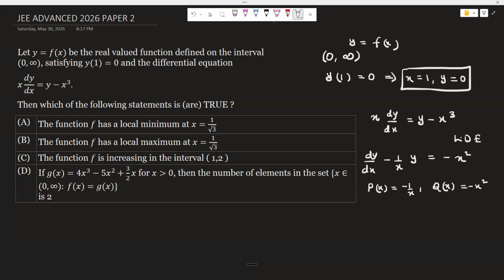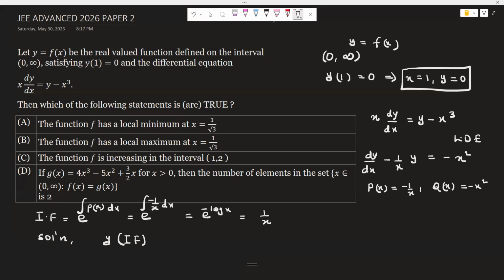Then we will calculate the integrating factor. What is the integrating factor? It is e power integral p of x dx, that equals e power integral of minus 1 by x dx, which of course is e power minus log x, that equals 1 by x. Now, the solution of the given differential equation. We know the general formula for this solution: y into integrating factor is equal to integral of q of x into integrating factor dx plus c.